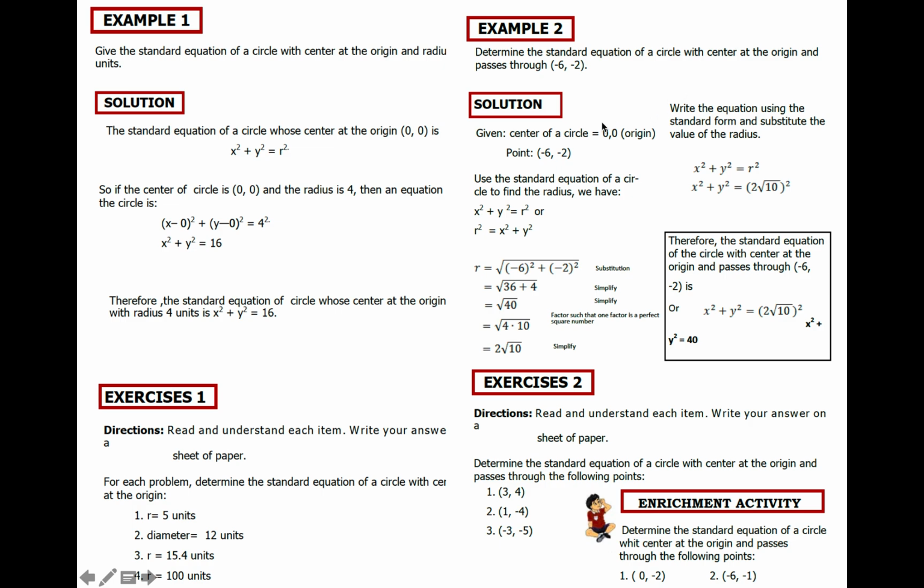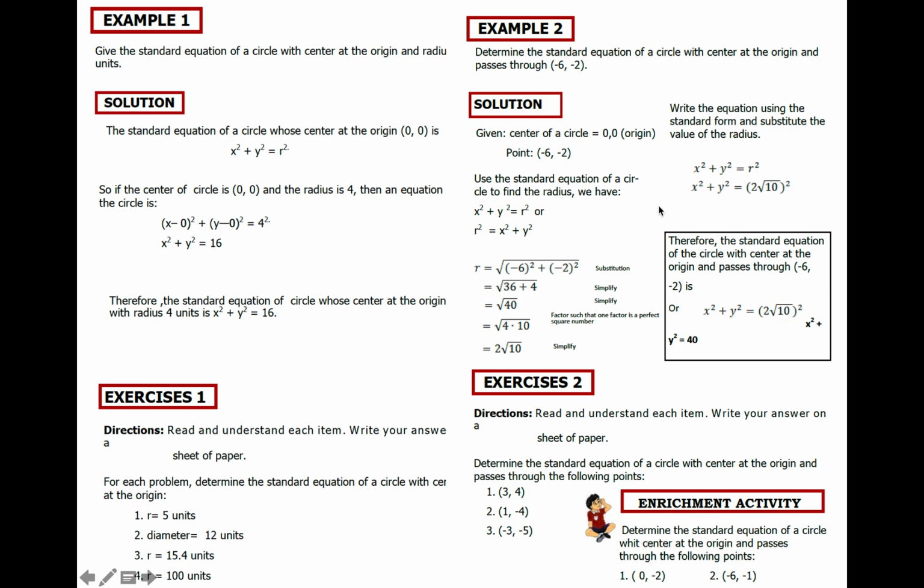Given that the center is at (0, 0) and a point on the circle is (-6, -2), for us to determine the radius r, simply substitute into the equation. So x would be -6 and y would be -2, since x and y are every point on the circle, and the circle passes through this point, meaning this point is on the circle.